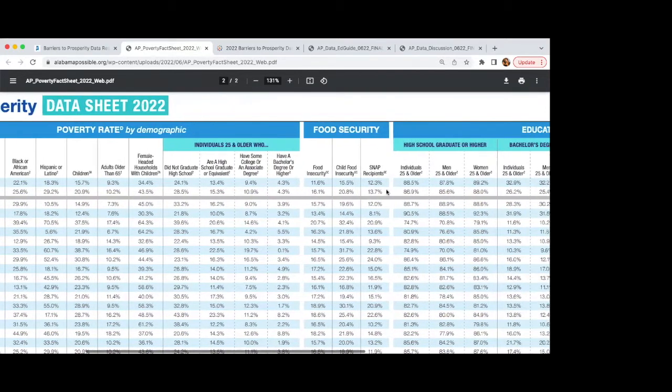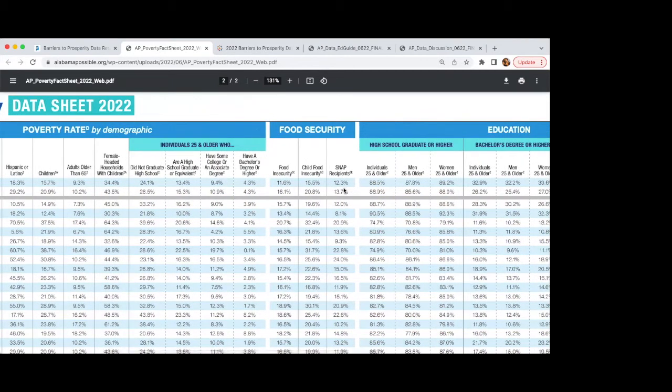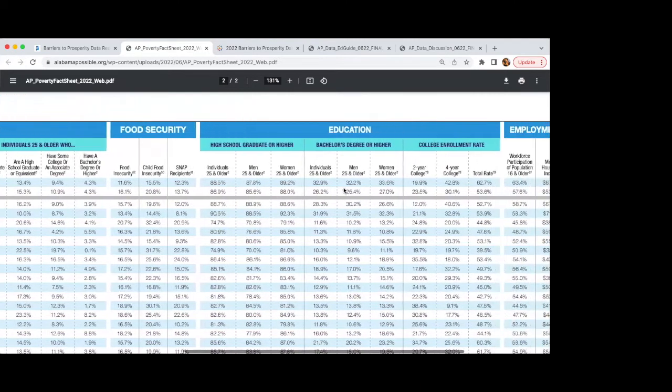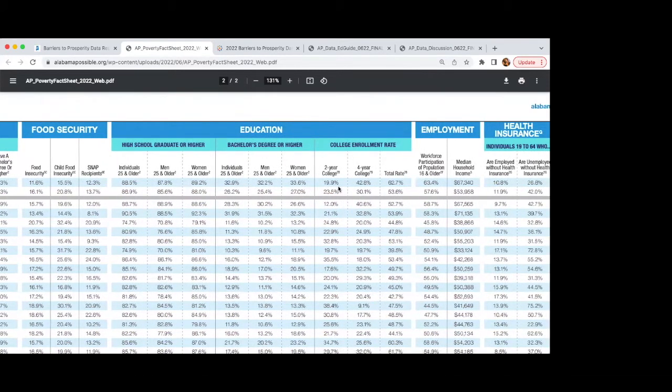So in the next section, we have food security. We're looking at overall and childhood food security, as well as the percentage of SNAP recipients, or the Supplemental Nutrition Assistance Program. Then we move on to our education measures. So here we have the percentage of individuals who are 25 or older who are high school graduates or higher, or bachelor's degree or higher. And then we also have the college enrollment rate for both 2-year and 4-year institutions, as well as the total rate.